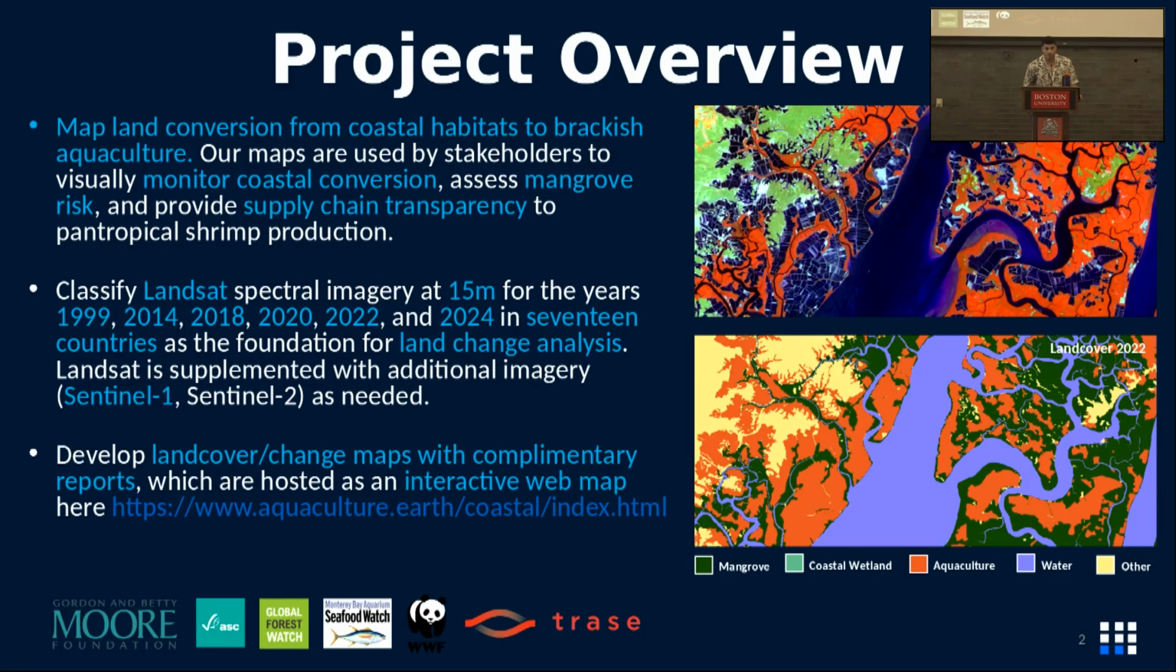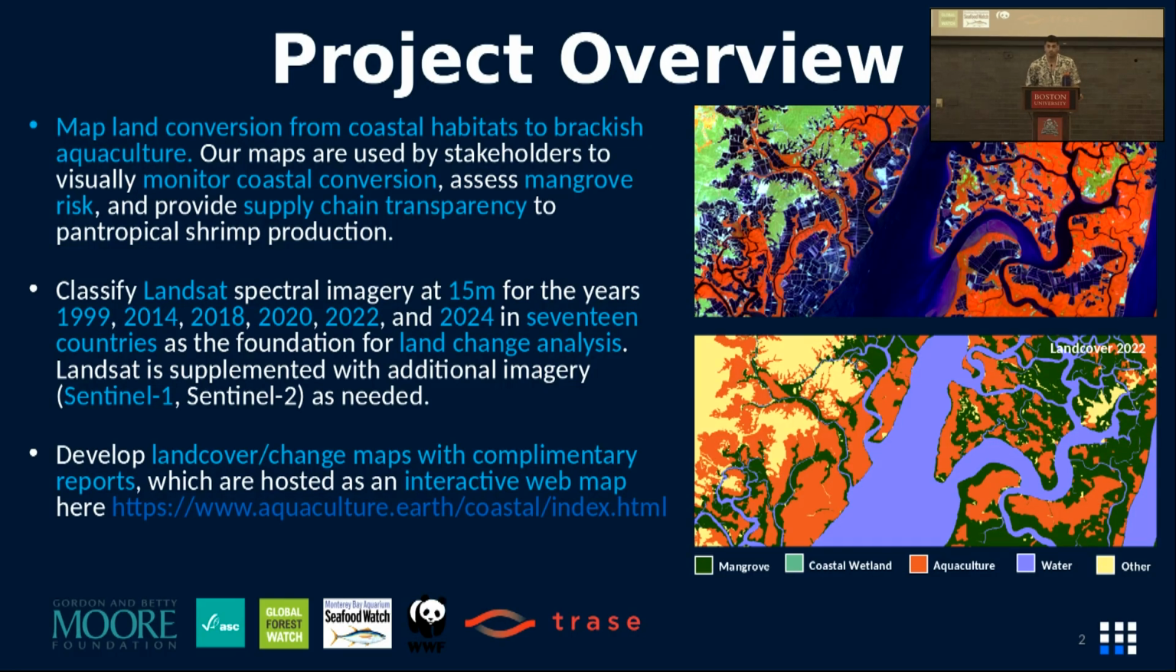maps. In the top right corner, you have a false color composite from a Landsat image. This is an area covering Guayaquil, Ecuador. And in the bottom right, you can see an example of one of these land cover maps we make with all the key classes: mangrove, coastal wetland, aquaculture, water, other.